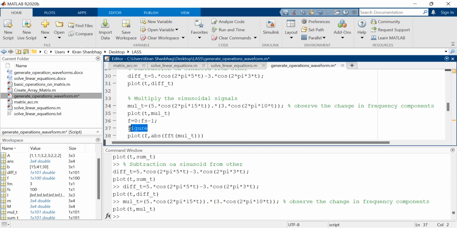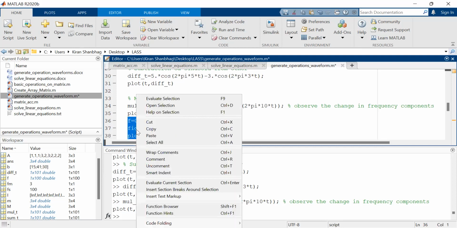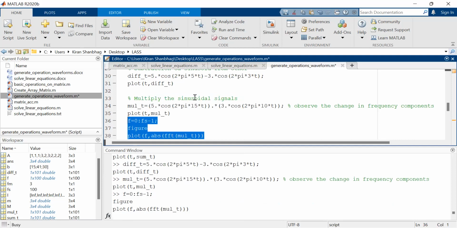Now what does this figure do? Already you have one plot. You do not want this Fourier transform to be plotted above it. You want it to pop up in a new window. That's why I have typed in a figure, and then I will type a plot. Now let me run this particular thing.